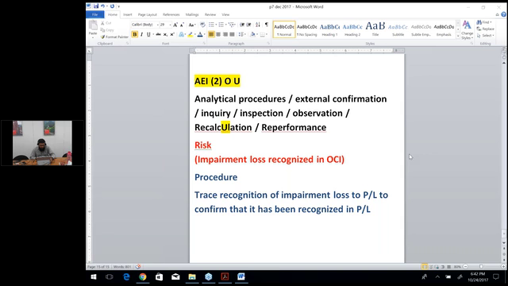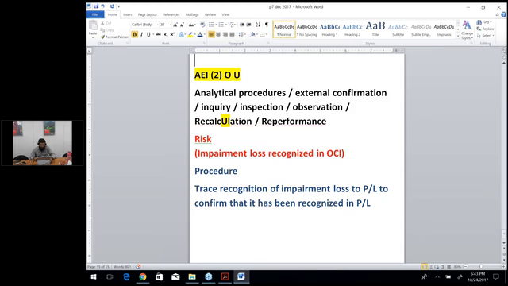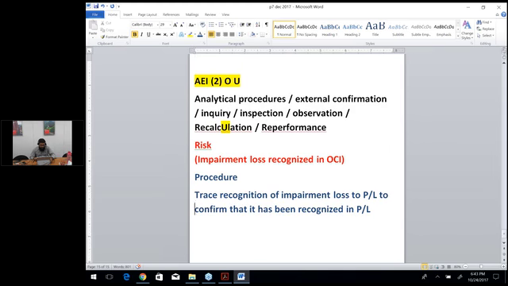Okay, audit procedures are actually the actions that an auditor performs in order to check if something has gone wrong or not. So the actions that an auditor performs in order to see if something has gone wrong or not. So that's what the audit procedures are.